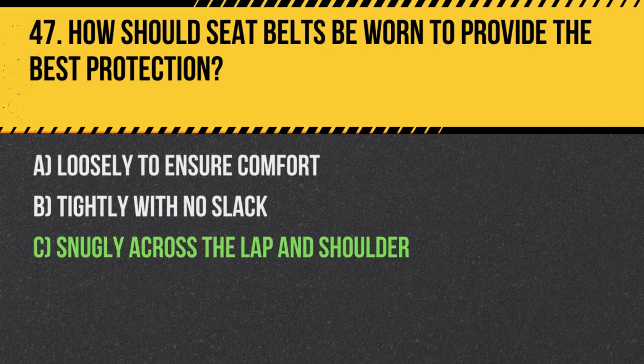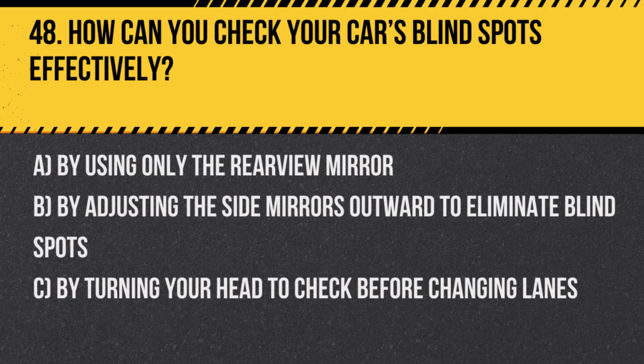Answer C. Snugly across the lap and shoulder. Seat belts should be worn snugly with the lap belt low across the pelvis and the shoulder belt across the chest to provide effective restraint in the event of a crash. Question 48. How can you check your car's blind spots effectively?